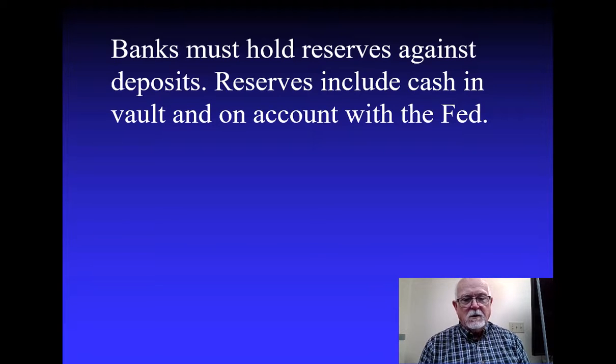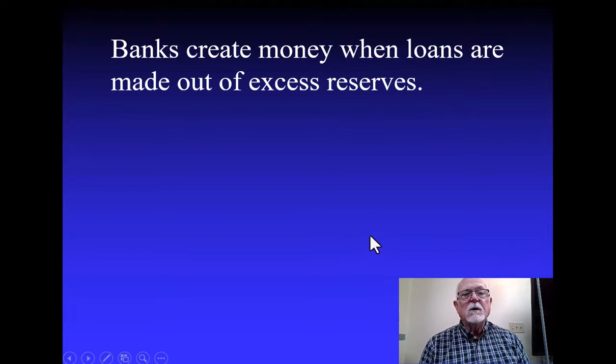So here's the kind of cut to the chase. Commercial banks create money when they make loans out of excess reserves. Now, let me make sure that you understand this. Lots of students think that commercial banks make money by the interest they earn off of loans. No, that is not how they create money. That's just income that they're earning off their loans.